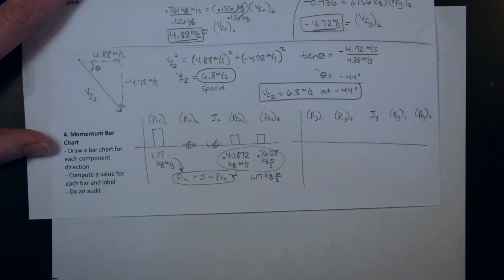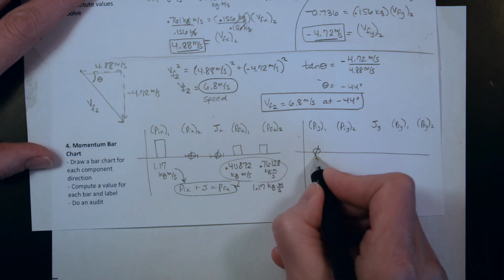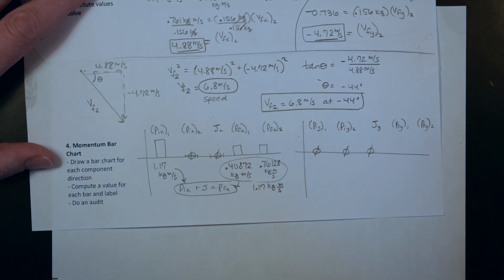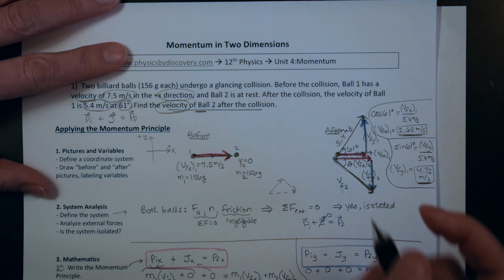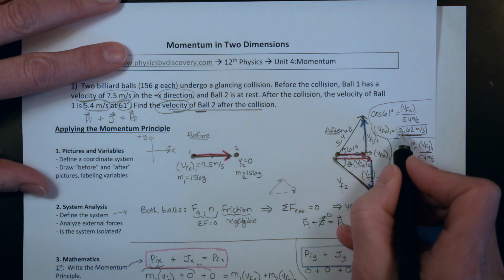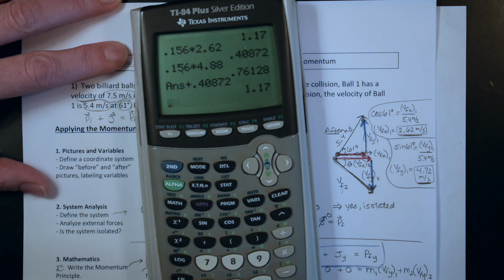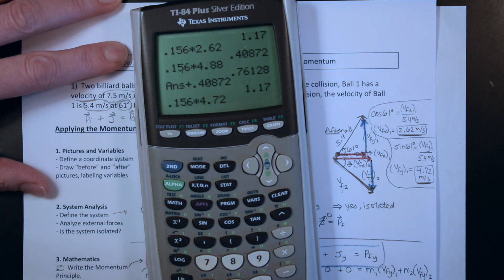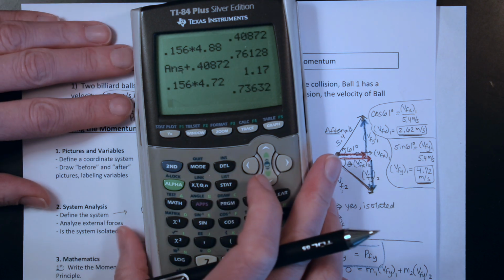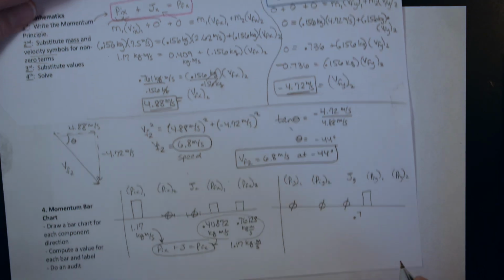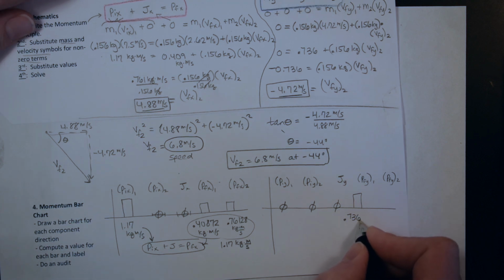What about in the y direction? So initially, object 1 had no momentum in the y direction. Ball 2 had no momentum in the y direction. There was no impulse in the y direction. Afterwards, ball 1, its y component of momentum was its mass times its y velocity. So 0.156 is the mass times the y velocity of 4.72 is 0.73632, and that was positive. 0.73632 kilogram meters per second.